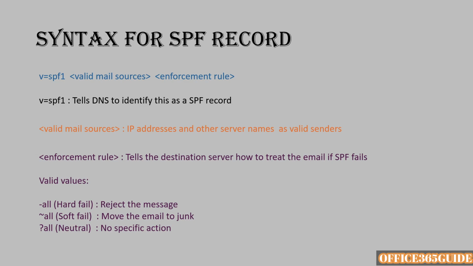Now we have three valid values. One is hard fail, second is soft fail, and the last one is neutral. So these are the suggestions. For the hard fail, reject the message. For the soft fail, move the email to junk, and neutral says no specific action. But overall, these are just suggestions. What happens is totally on the recipient server side.